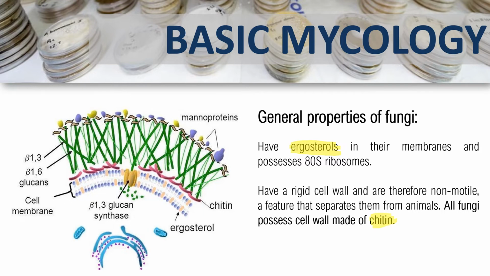So pagdating sa bacteria, the cell wall component is peptidoglycan. Pagdating sa mycology naman, the major component is chitin. So take note with the 2: ergosterol and chitin. They have a rigid cell wall because of the chitin and therefore non-motile. Take note with this one, non-motile, a feature that separates them from the animals. Compare also with bacteria: bacteria have motile and non-motile. So pagdating sa fungi naman, madali lang siya i-memorize. Bakit? Kasi may general rule: all fungi are non-motile.